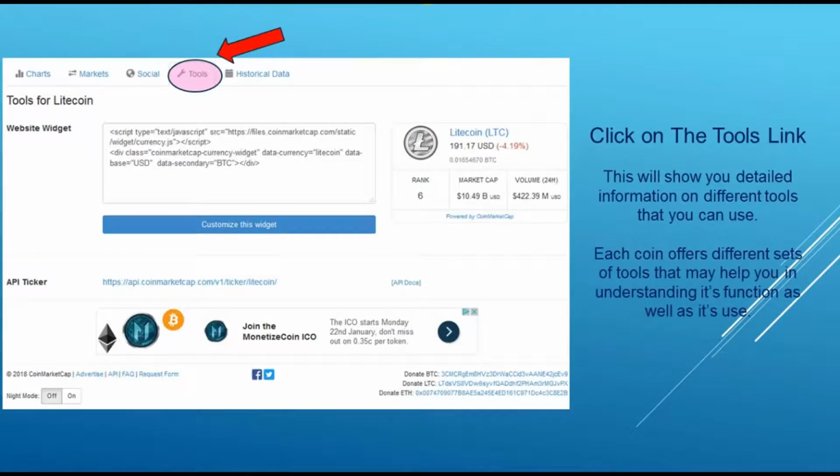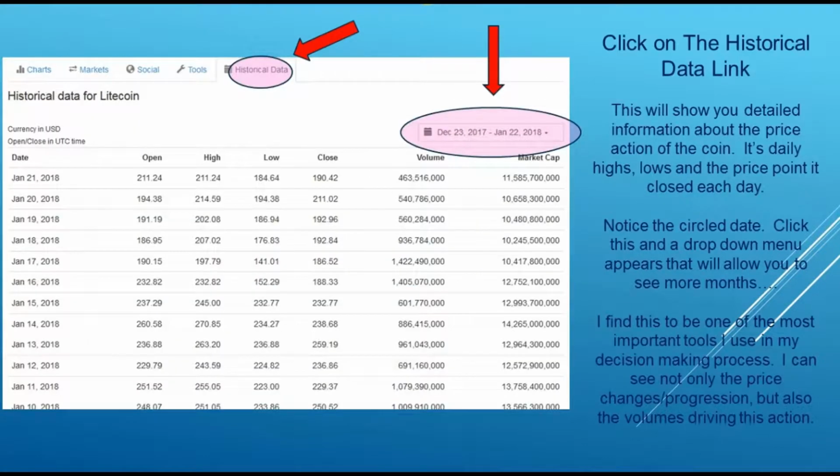The next one is tools, and there's sometimes on each coin they have certain little tools and widgets and things that you can see, even API and so forth. Here on Litecoin it gives you a little bit of information about some of the tools that are available in the coin to use. The last one is my favorite link and that I use a lot.